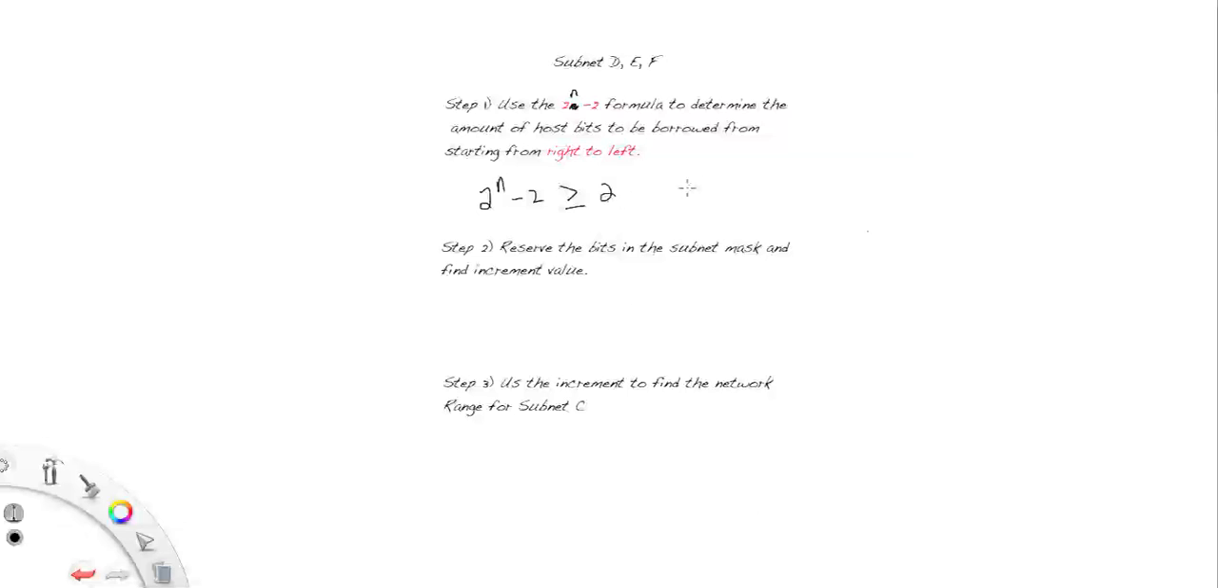So this is a hard one for you, right? n equals what? Well, n is going to have to equal 2, right? And if you were to solve that, 2 to the 2 minus 2 equals 2. So remember, it has to be greater than or equal to whatever your requirement is here. So reserve the bits in the subnet mask and find the increment value. Well, n equals 2. I'm going to borrow 2 host bits. 3, 4, 5, 6, 7, 8, and the rest are going to be on.